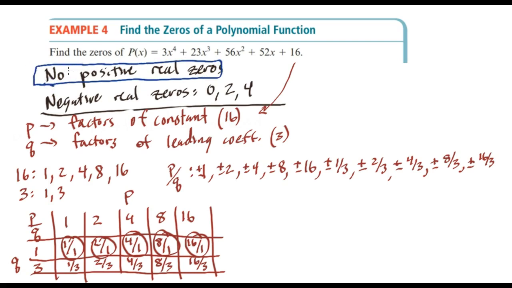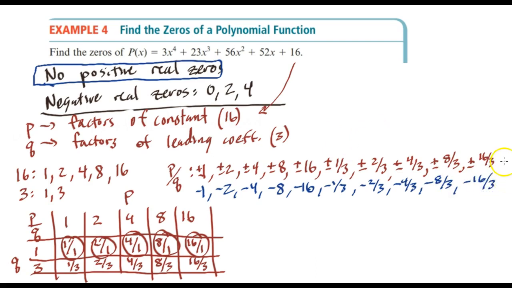No positive real zeros. So we can actually eliminate all the positives and determine that it's either -1, -2, -4, -8, -16, -1/3, -2/3, -4/3, -8/3, or -16/3. There's no possible way we're going to have a positive real zero based on what we determined before. So therefore, we can eliminate half of the possible rational zeros, and we just have the negative ones.